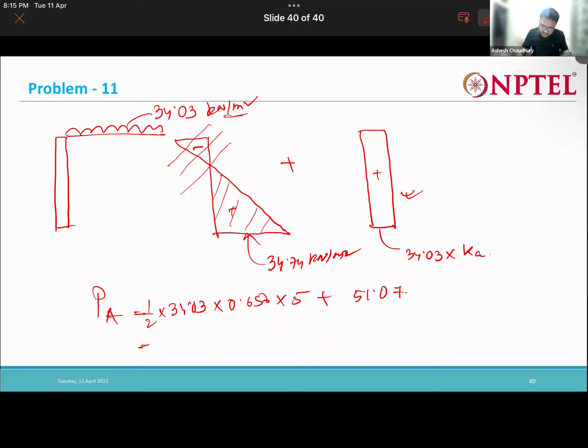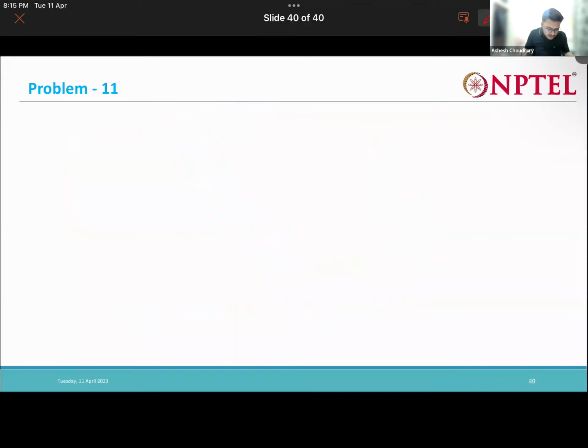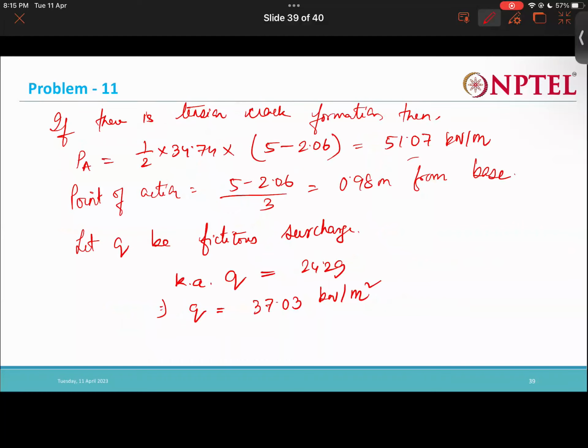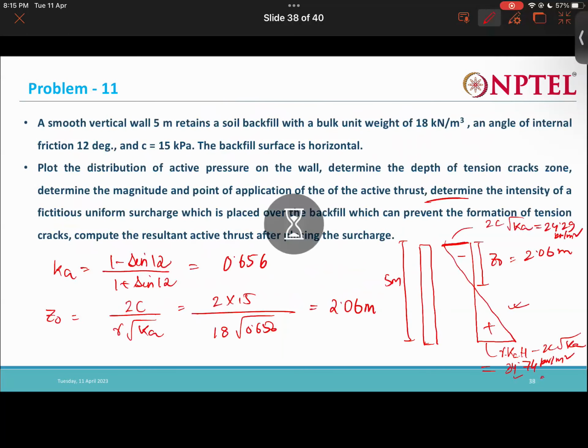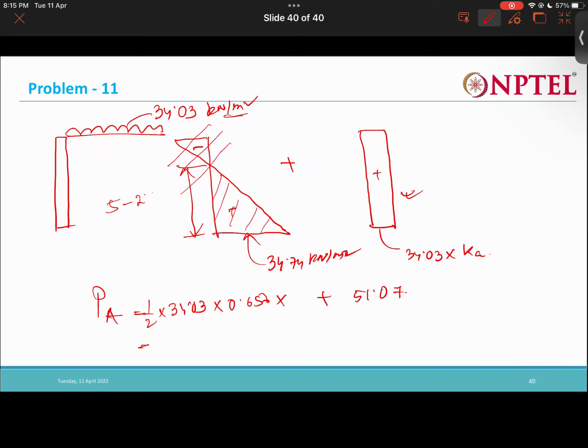Just I've done a mistake, it won't be 5, right? What is this height? 5 minus 2.06, and now 2.94. Now height shall be taken up to ground, no? Because negative pressure came back and bottom pressure 34.74 as it is. Negative pressure, it's getting cancelled out. So from 0, line will be connected to 34.74. Top 0 and bottom 34.74.